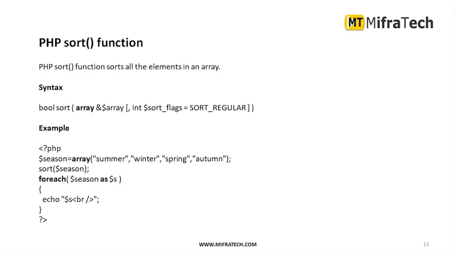PHP sort function sorts all the elements in the array. Boolean sort(array &$array, int $sort_flags = SORT_REGULAR). We can come to the example: sort season. For each season as S, it will sort one by one.